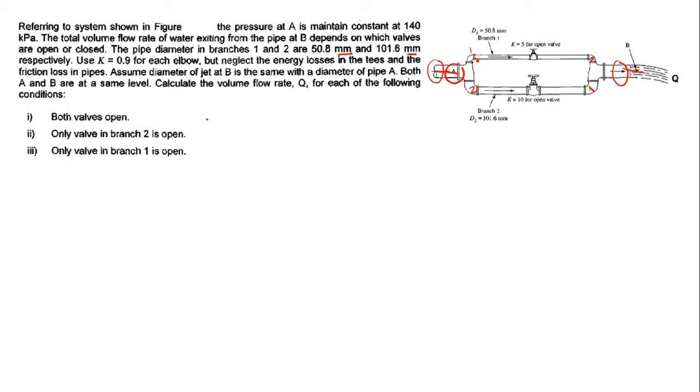Alright, so let's start. To solve number 1, for both valves open, we use the Bernoulli equation to solve this question, because they gave you the 140 kilopascal, the pressure at point A. So we have pressure at point A over rho g plus ZA plus VA squared over 2g, minus the total losses, equal to pressure at point B over rho g plus ZB plus VB squared over 2g.